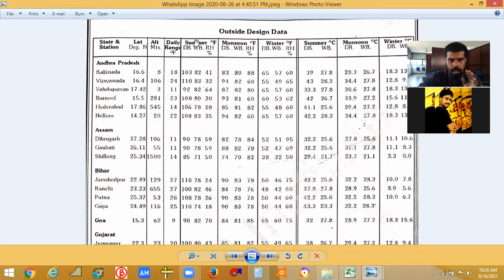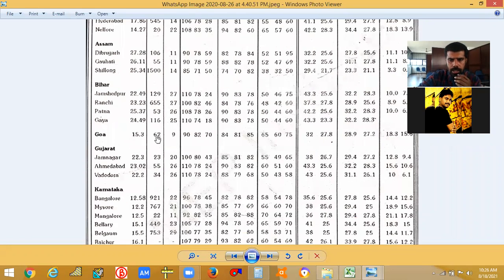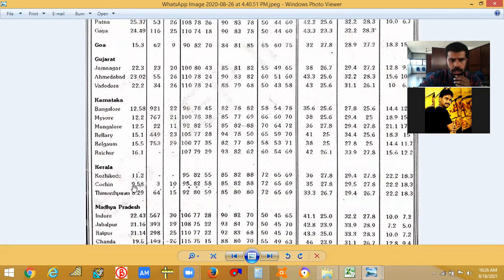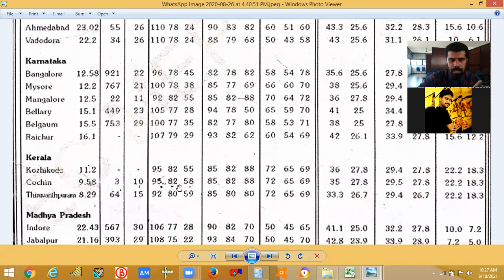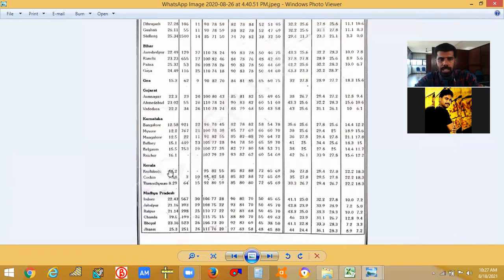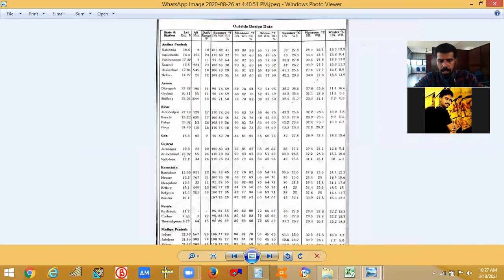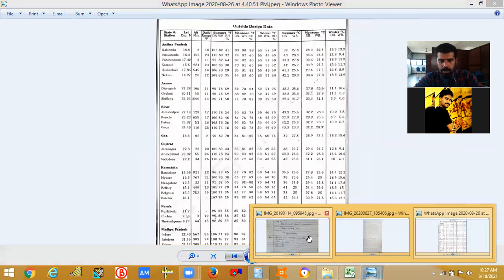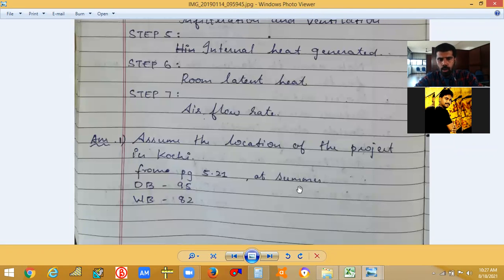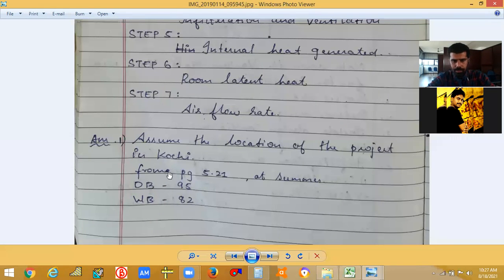So in summer, dry bulb, wet bulb, RH, daily range, altitude, latitude, everything is given. I have taken Kerala, in which Kochi, the latitude is 9.58, daily range is 10. My dry bulb is 95 degrees Fahrenheit and wet bulb is 82 degrees Fahrenheit. RH is 58. These are the values that I will get from this table. So I am going to write that. We can write it from page number 5.21 at summer. Dry bulb is 95, wet bulb is 82. Write this.